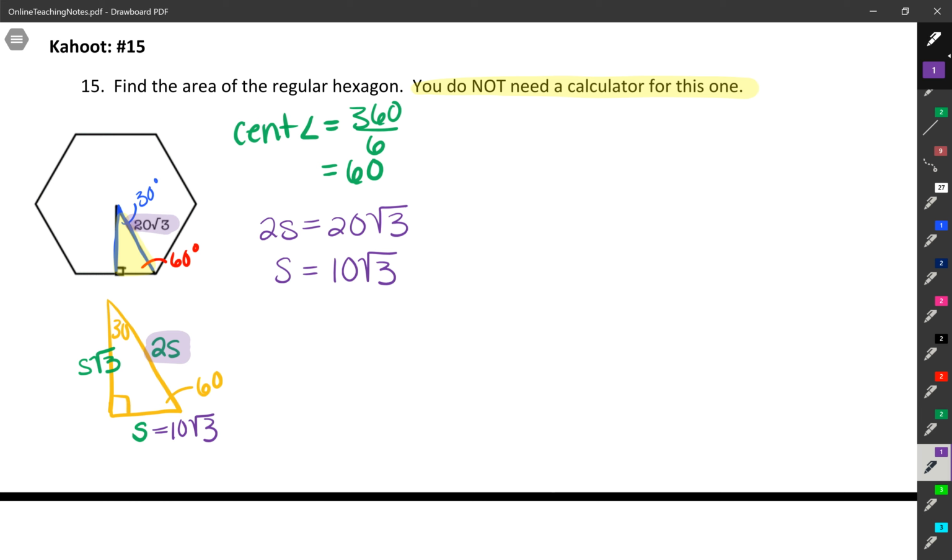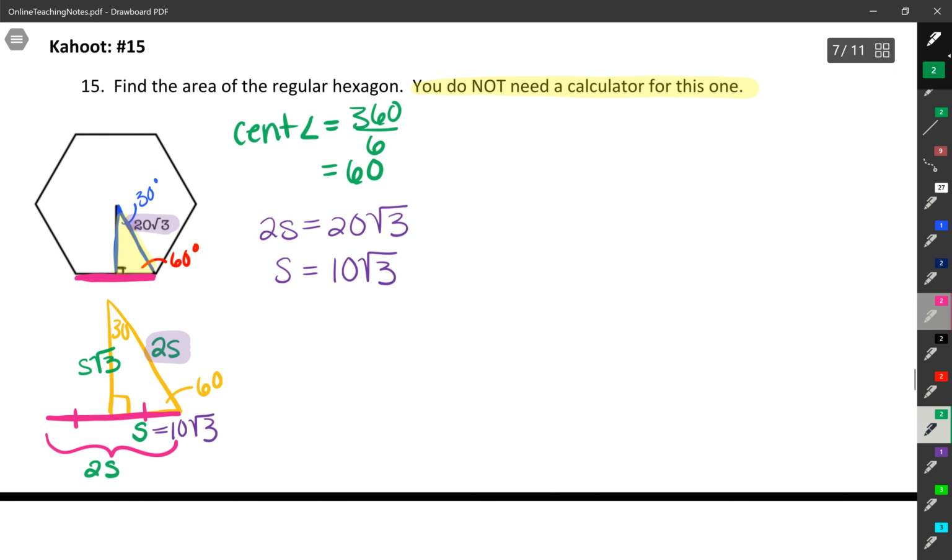Now remember, that's not the entire side of the hexagon. That is only half of it. The entire side is this whole thing, all the way across here, and these two little pieces would be congruent. So this whole side is going to be 2S long. That means if I double that, the side length is 20 square root of 3. So the side is equal to 20 square root of 3.